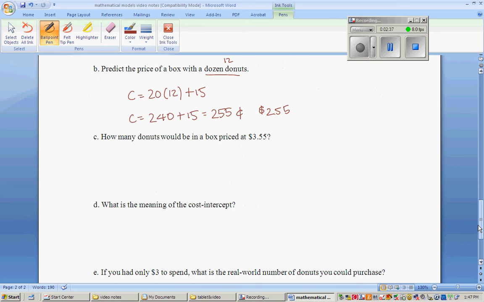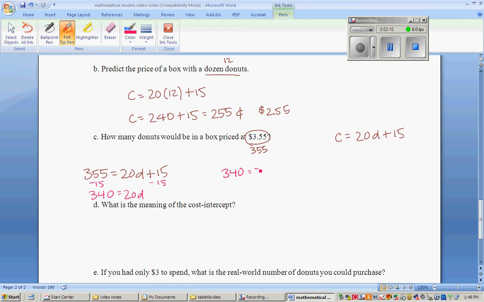Likewise, if you want to find out how many donuts would be in a box priced at this, remember our equation is this. So this time we're going to plug in the price. Remember, 355 cents. 355 equals 20D plus 15. It's not as nice as the other one. We're going to subtract 15 from both sides, and we get 340 equals 20D. Well, that's nice because it's super divisible by 20. So if we divide both sides by 20, cancel out the 0, do not waste your life with that, and we get that there are 17 donuts.